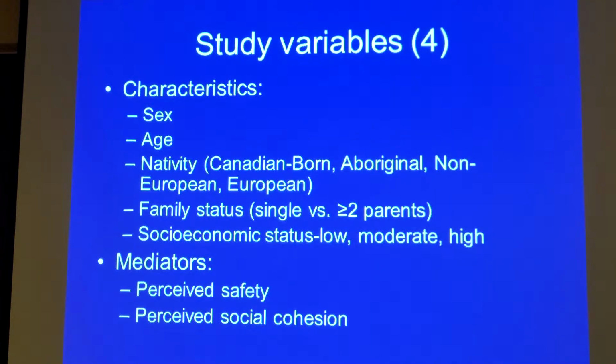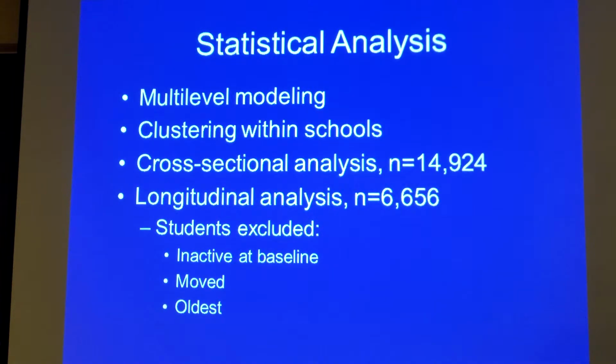So individual level characteristics included sex, age, nativity, family status, so single versus 2 or more parents, and socioeconomic status. Mediators include perceived safety and perceived social cohesion. So again, I used multi-level modeling because the students were clustered within schools. I did 2 types of analysis. I did a cross-sectional analysis at baseline with just under 15,000 students, and I did a longitudinal analysis with just over 6,600 students.